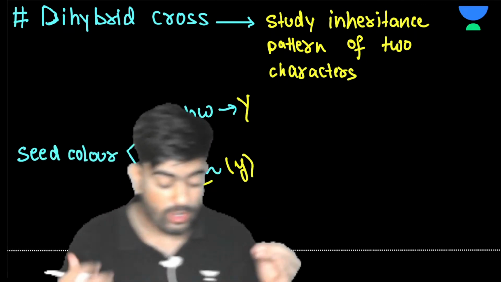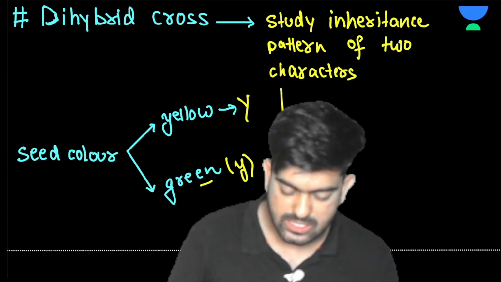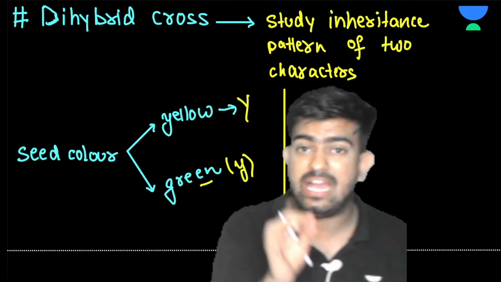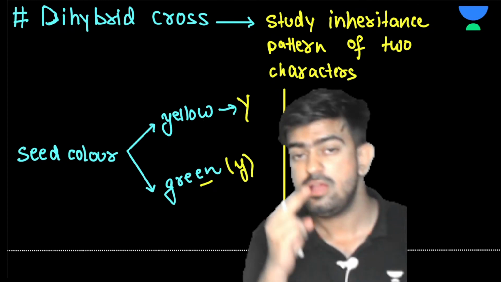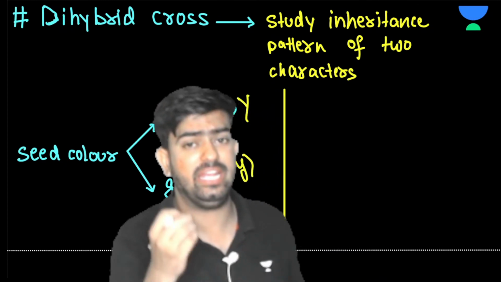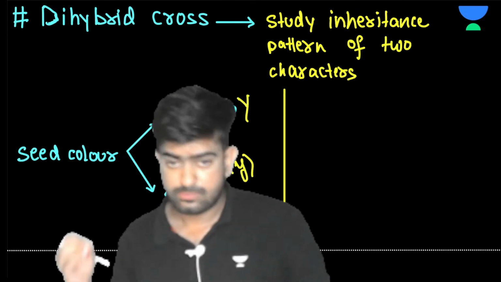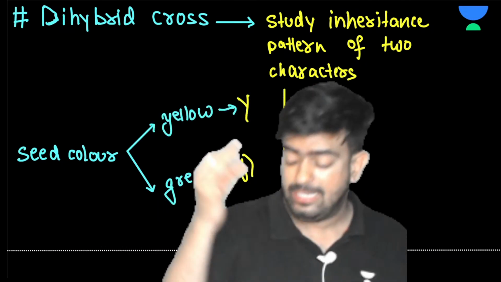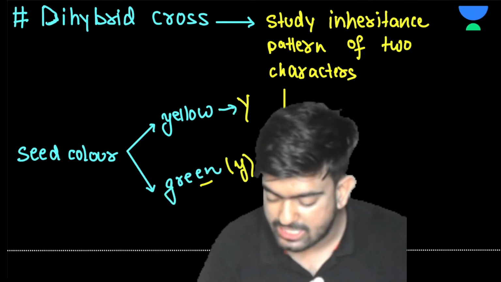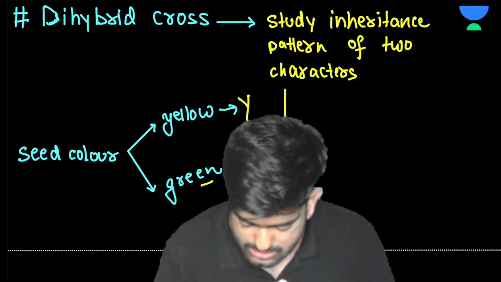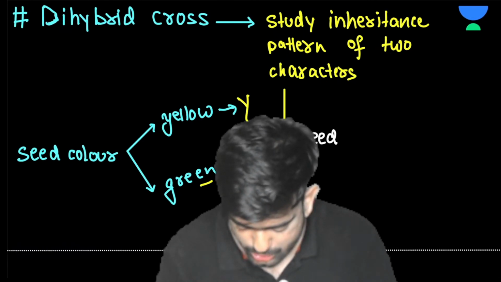Now, what is the other character? Since we are discussing a dihybrid cross, we have to take care of two characters. We are studying the inheritance of two characters. One character was seed color. The other character Mendel chose was seed shape.